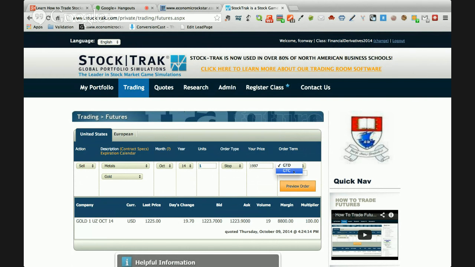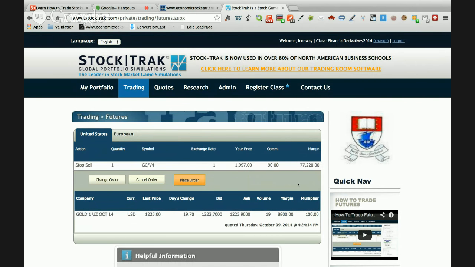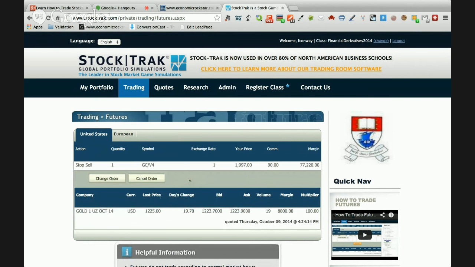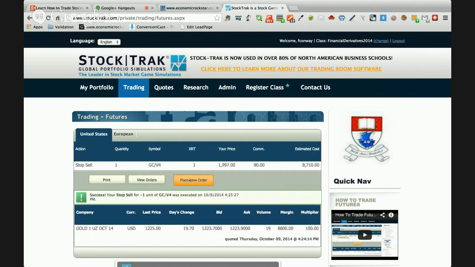And again, this is a good till cancelled order, identical to actually trading stocks. Okay, and I can place that order. So now I've just signaled to my account that if the price of gold actually fell to $1997, I'm stopped out of the market, and if it continued falling, at least I'm not being hit with all of those losses.